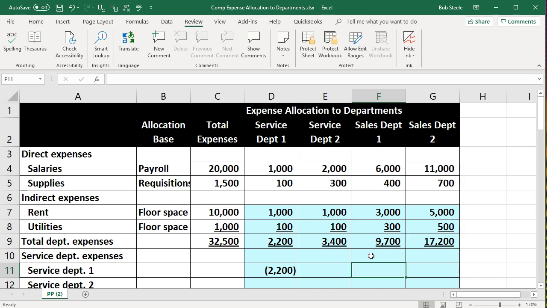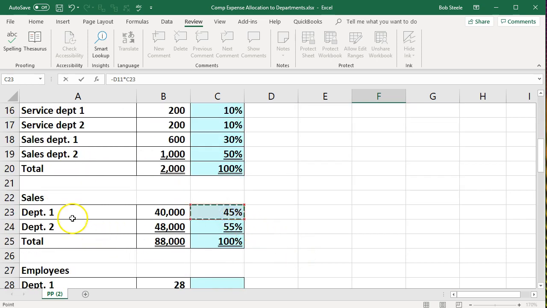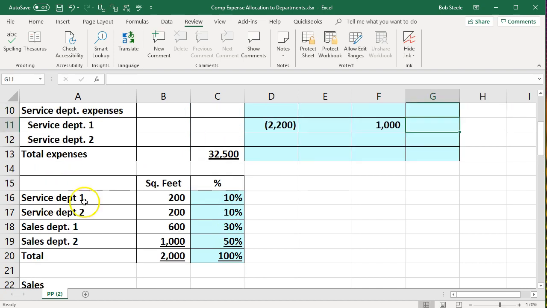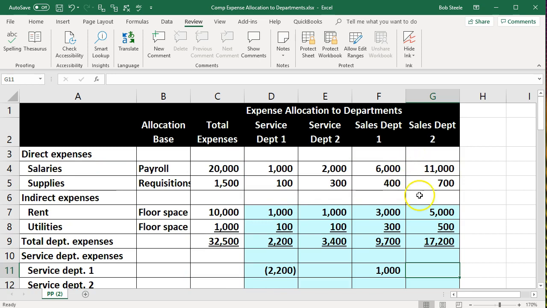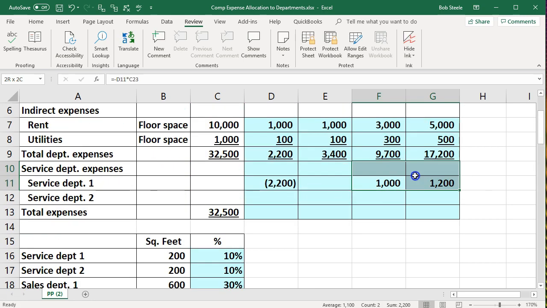So in order to do this, instead of hitting equals, I'm going to say negative again, because I want to flip the sign to make this positive. So I'm going to say negative of this number times, and then I'm going to go down to our ratios, 45% for department 1, and enter. And then we'll do the same for the next department. So this is sales department 2, negative of this number times, and then we're going to go down to our ratio for department 2, 55%, and enter. And then if we add those two up, of course, that adds up to our 2,200.